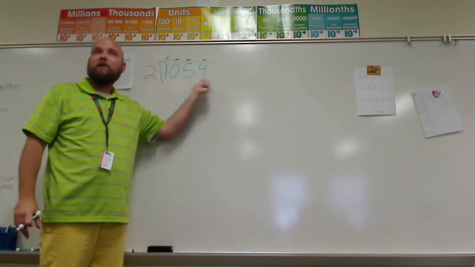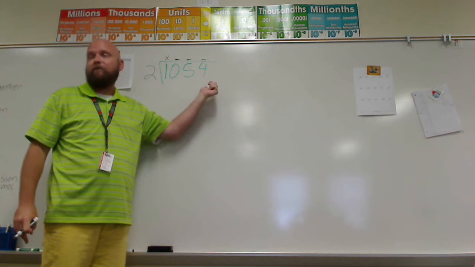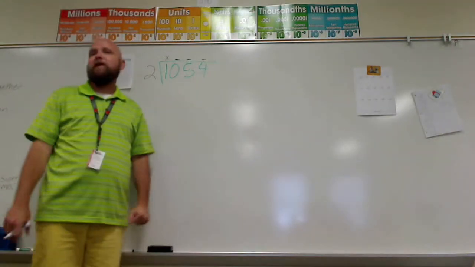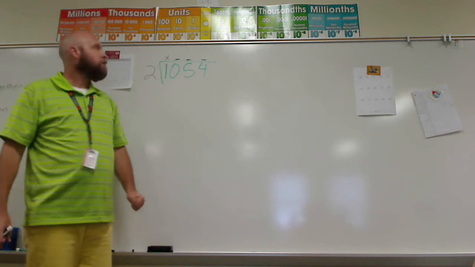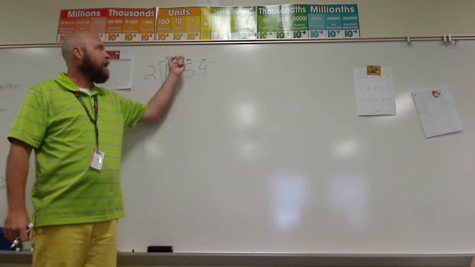Once you find the first number it's going to go into, that tells you how many digits your quotient will have, as long as we're dividing whole numbers. When we get to decimals, it may be a little different. So I know my answer right now has to have 3 digits.